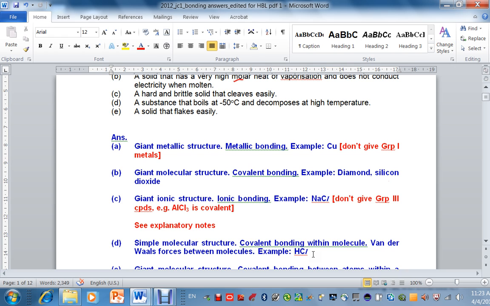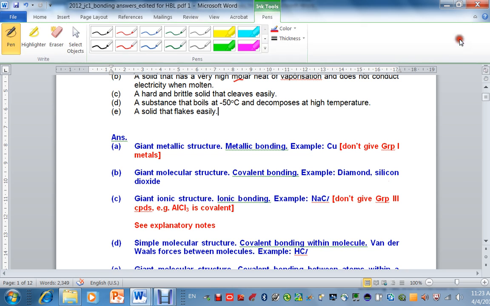If I use this as an example, can you see that the bond inside each molecule is a covalent bond holding the atoms together. But the attraction between different molecules is weaker van der Waals forces. The dotted line shows the weaker van der Waals forces. So be careful to distinguish between within the molecule and in between different molecules.